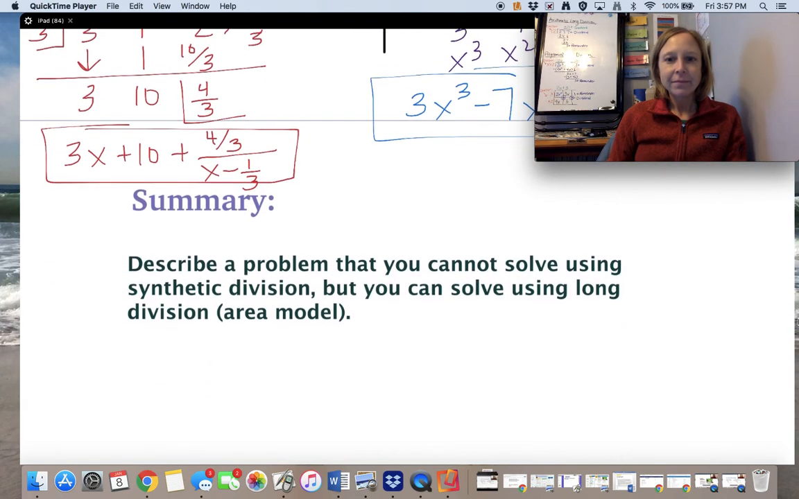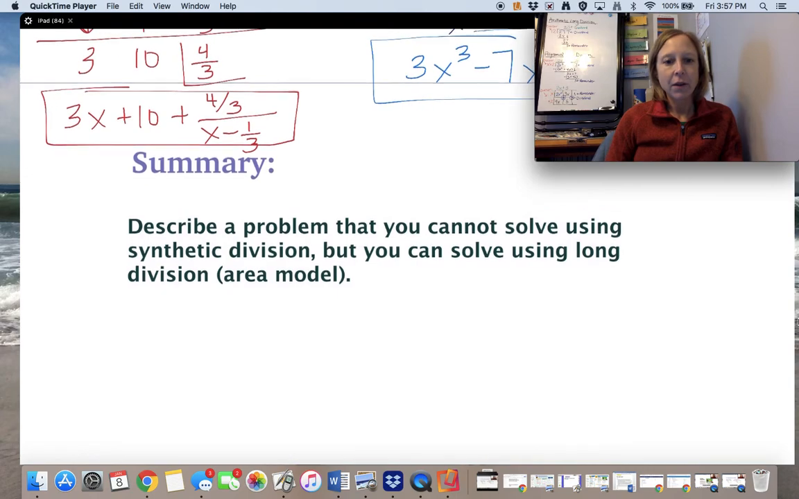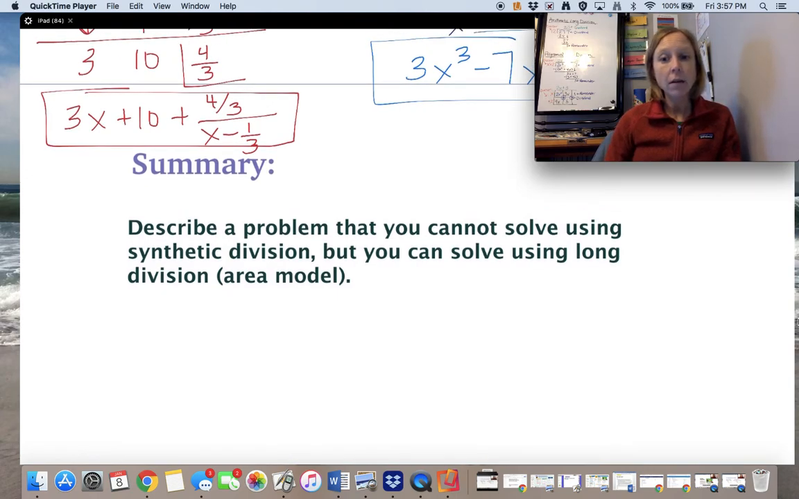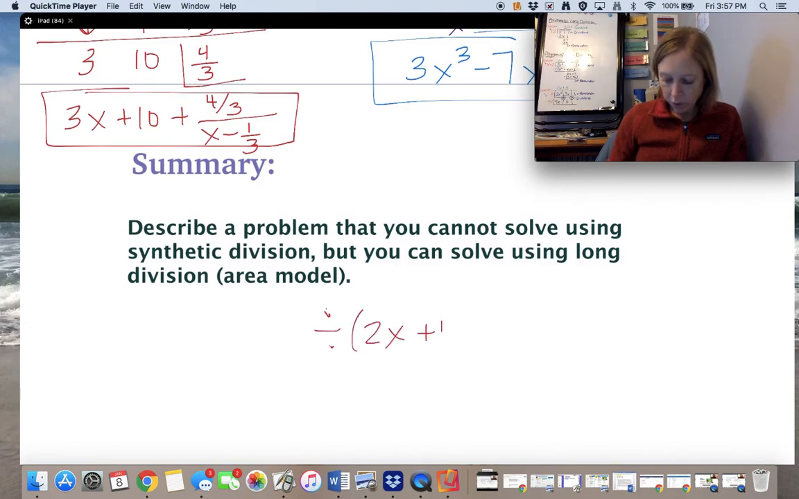Okay, so to summarize, I want you to think about a problem that you cannot solve using synthetic division, but you can solve using long division or the area model. That's right. It would be a problem that's being divided by, say, a 2x plus 1 because it has that coefficient in front of the x. Synthetic division can only be used if the coefficient in front of that x is a 1.